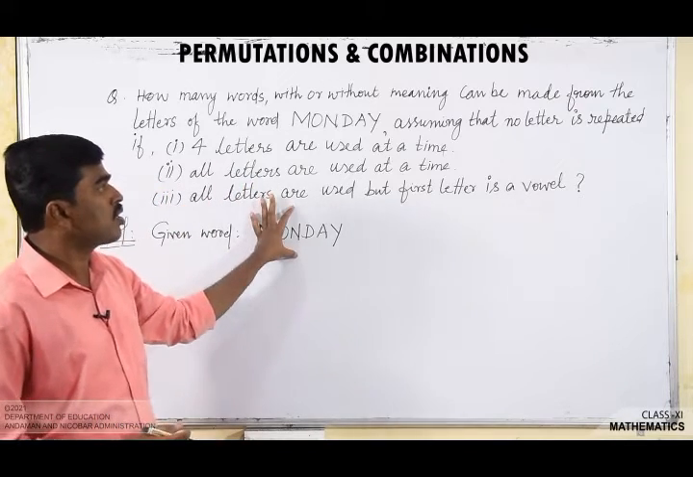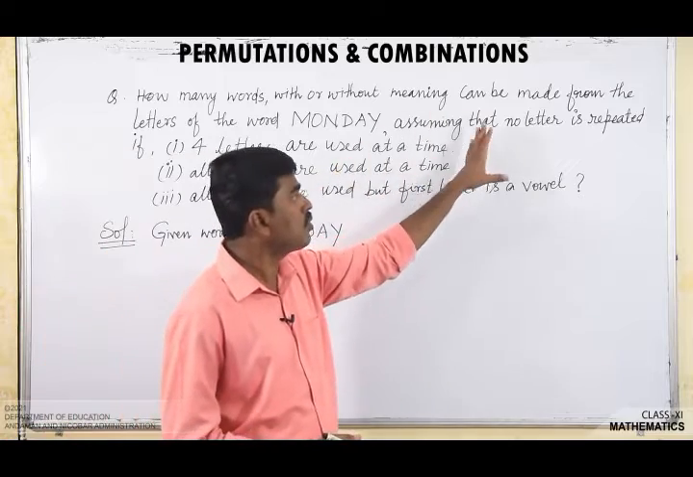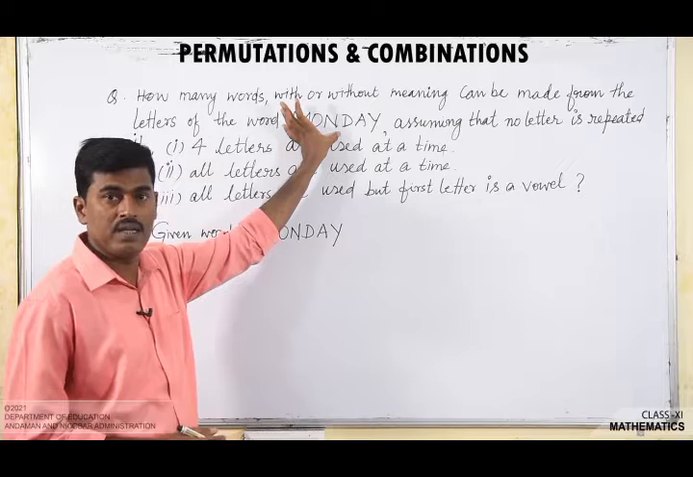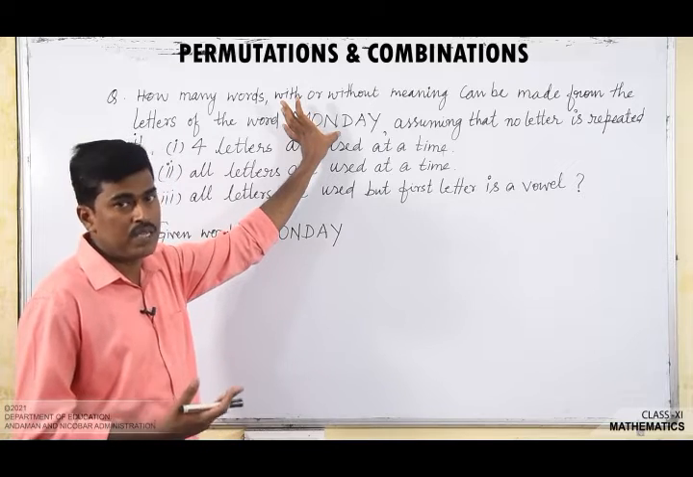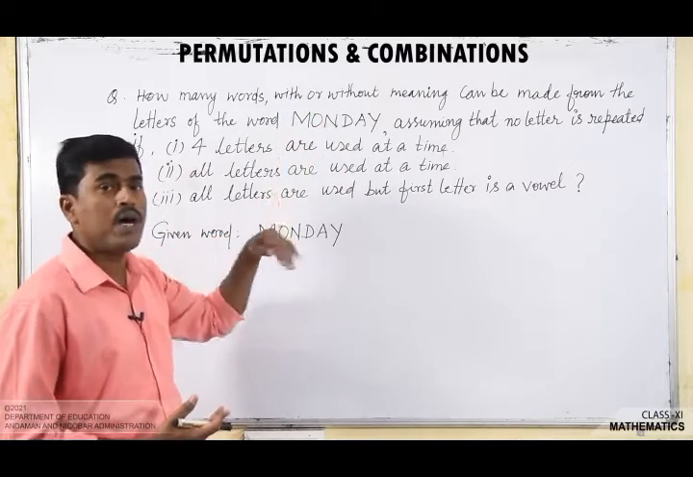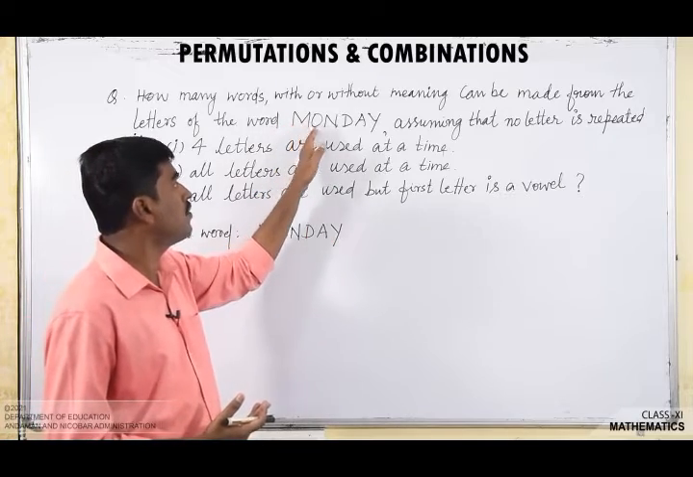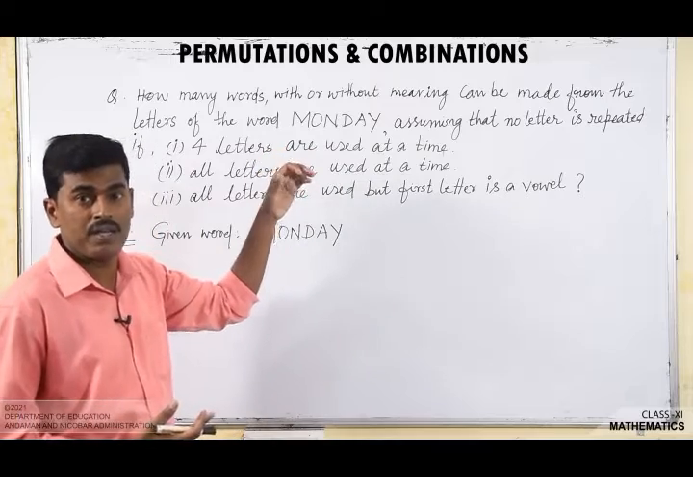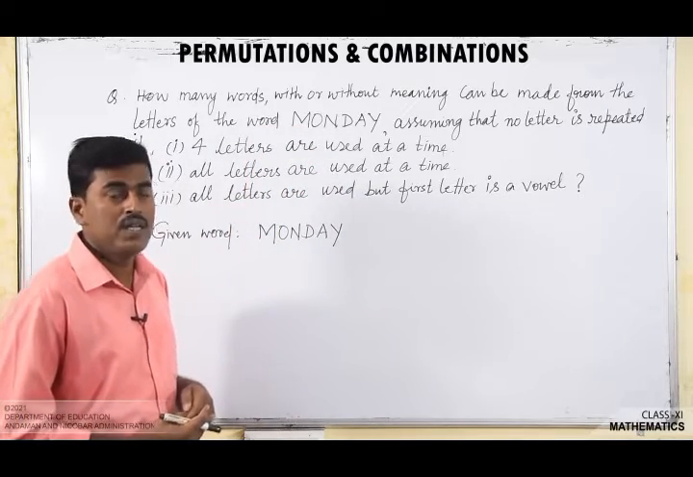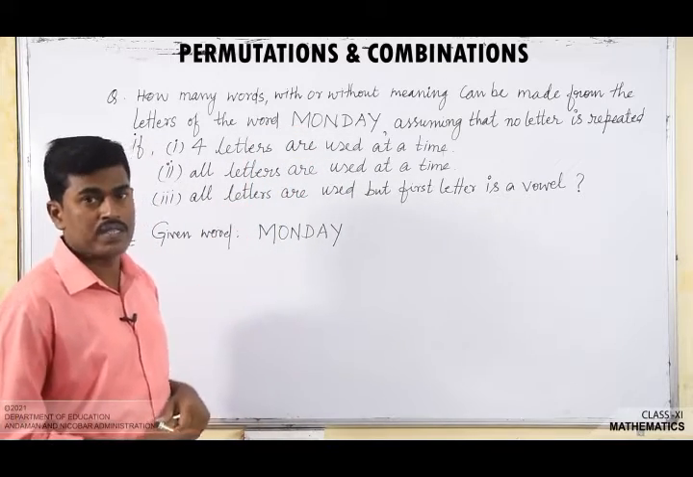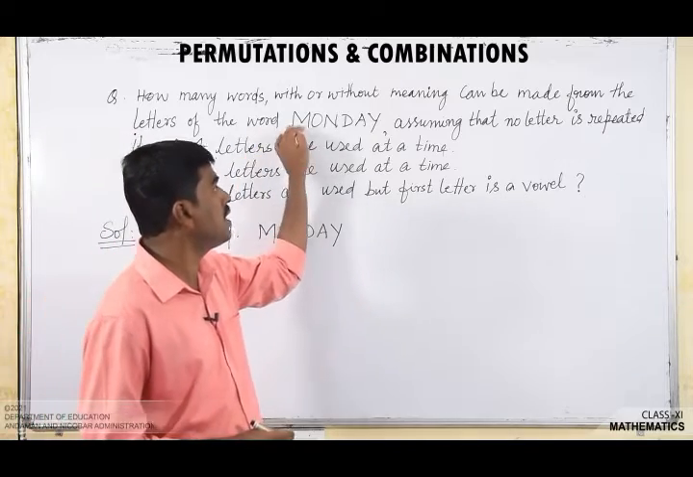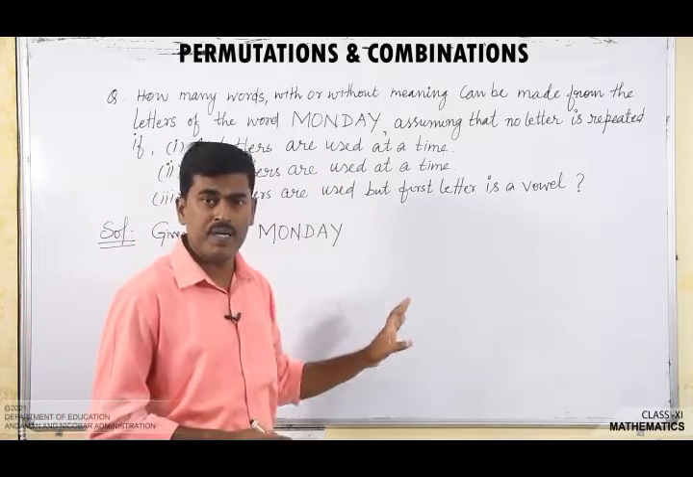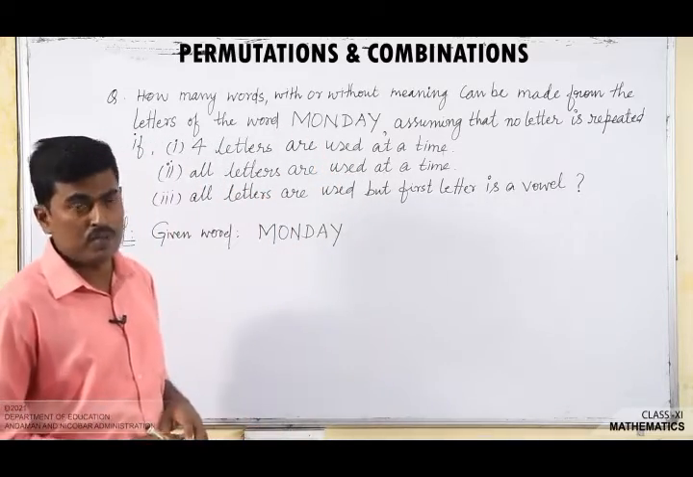You see what is given in the question. We have to make words from the letters of the word Monday. Those words may be meaningful or meaningless. That means we have to arrange the letters of the word Monday, arrangement in a definite order. Here order is also important. So it is a case of permutation. That means we have to arrange the letters of the word Monday, and here order is important. So it is a case of permutation.